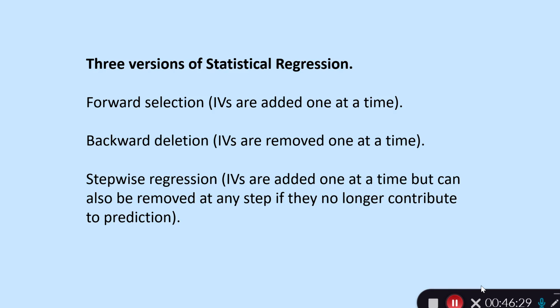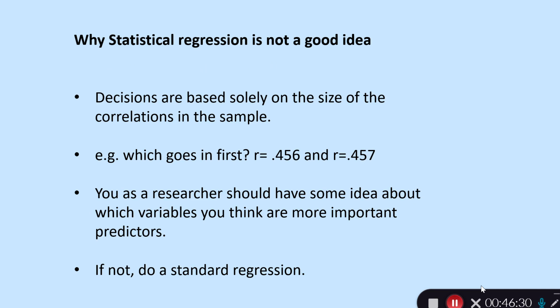The general view, as I said to you previously, is that statistical regression is not a good idea. It's not a sensible way to do things. Standard regression is the most common way things are done. Hierarchical regression is also commonly used if you've got good theoretical reasons for entering one variable into a model first, or if you want to look at how something changes, having controlled for a couple of other things.